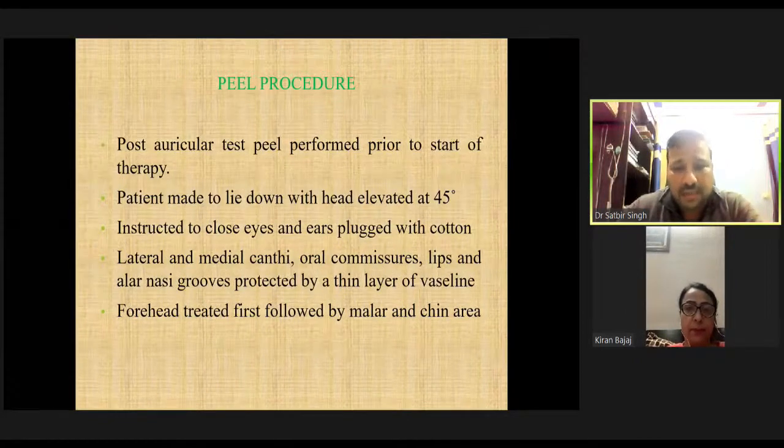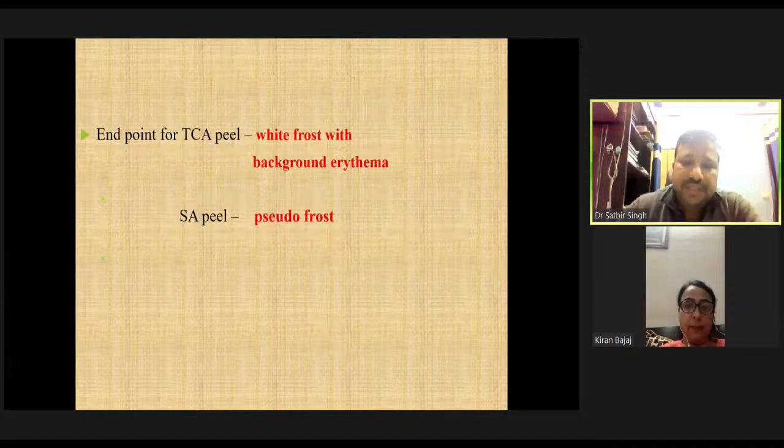The patient is made to lie down with the head elevated at a 45-degree angle, instructed to keep eyes closed, and ears plugged with cotton. Lateral and medial canthi, oral commissures, lips, and alar nasal grooves are protected by a thin layer of Vaseline. Forehead is treated first, followed by malar and chin areas. Endpoint of TCA peels: white frost with background erythema; SA peels: pseudo frost.